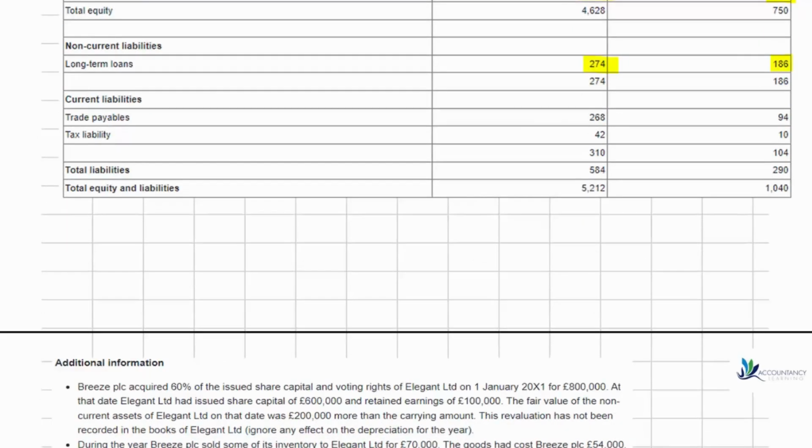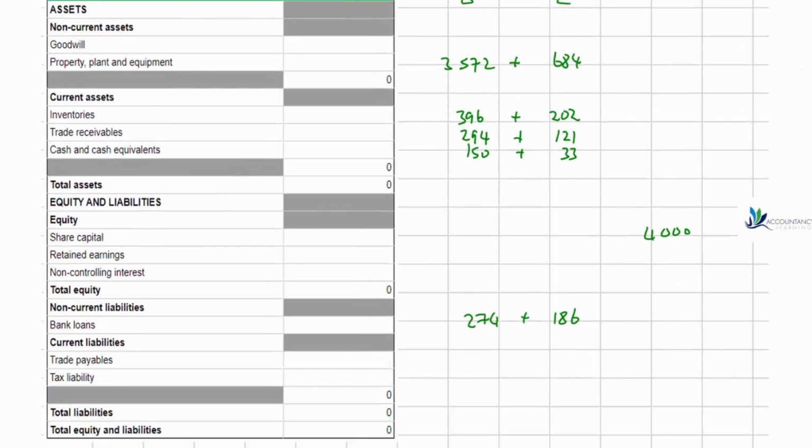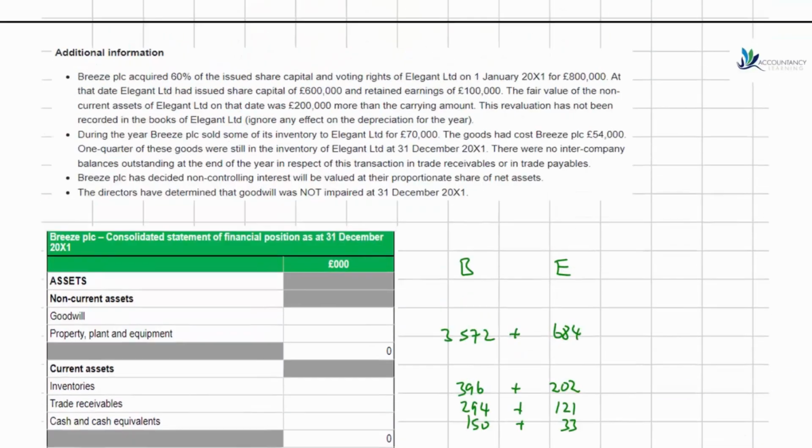And then we've got trade payables, so we can do the same for that as well. So we've got our trade payables of 268 and 94. And while we're here, to save me scrolling up and down, we've also got a tax liability of 42 and 10. Okay, so there we are.